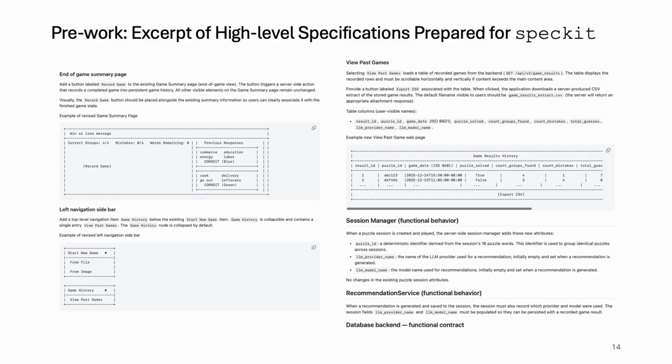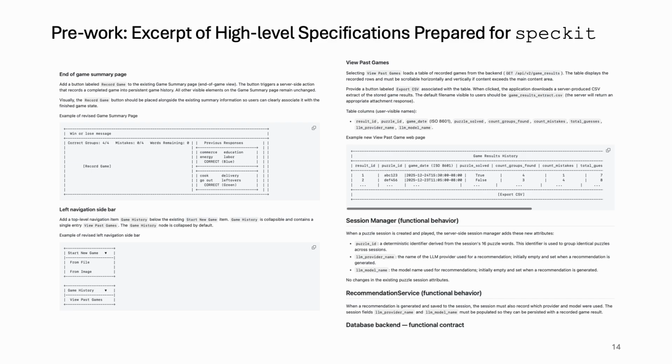Here are the results of the pre-work. This slide shows an excerpt from the high-level specification that will be used as input into the Speckit process. The goal is simple: define what the system should do so that humans and AI agents are aligned before implementation.